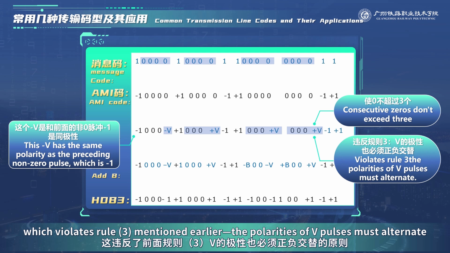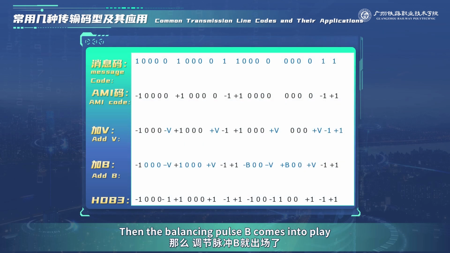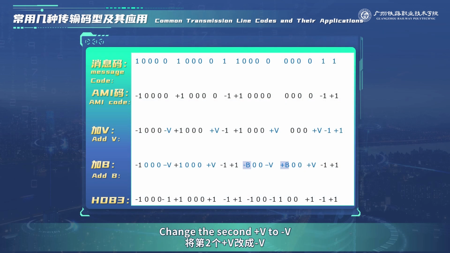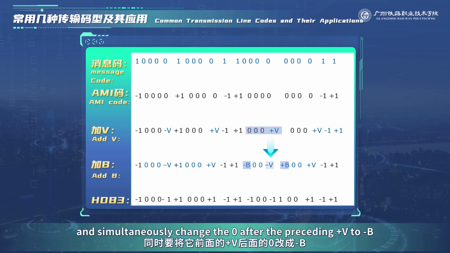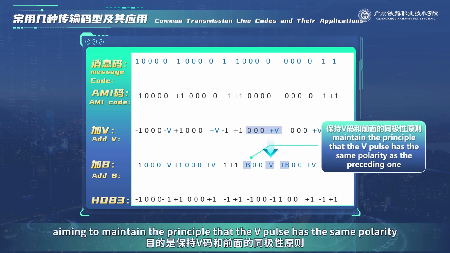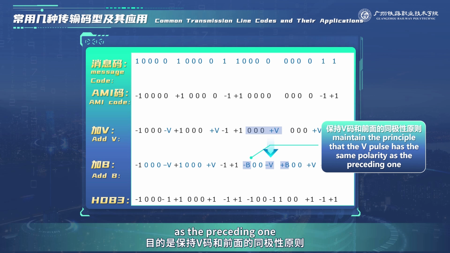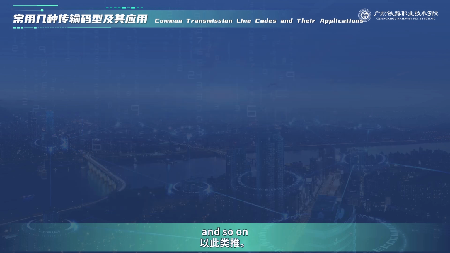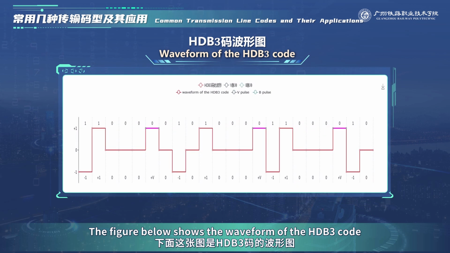The polarities of V pulses must alternate. Then the balancing pulse B comes into play. Change the second positive V to -V, and simultaneously change the 0 after the preceding positive V to -B, aiming to maintain the principle that the V pulse has the same polarity as the preceding one, and so on. The figure below shows the waveform of the HDB3 code.